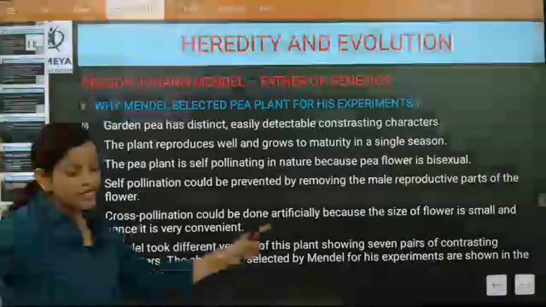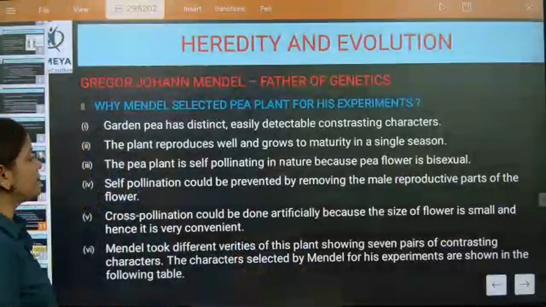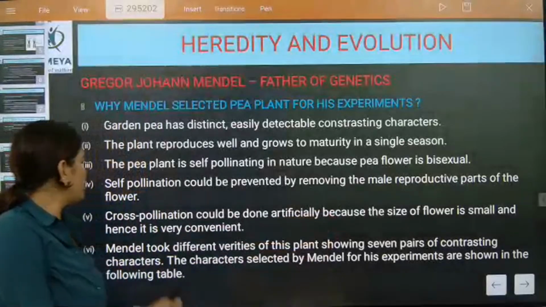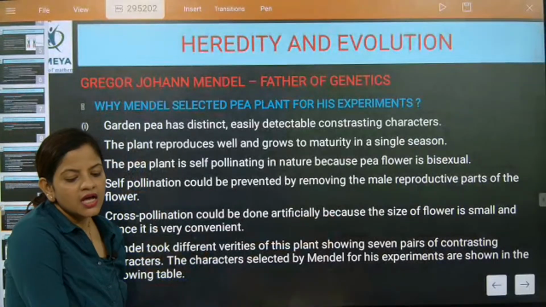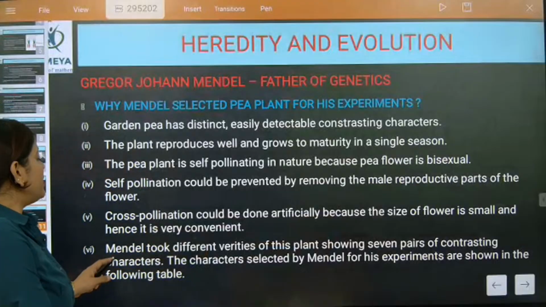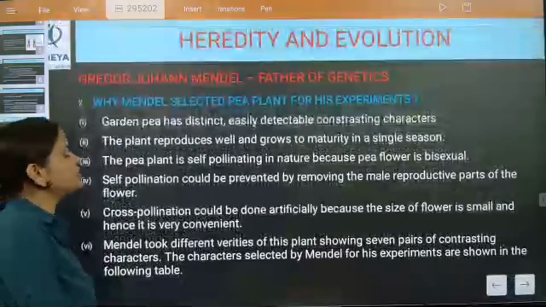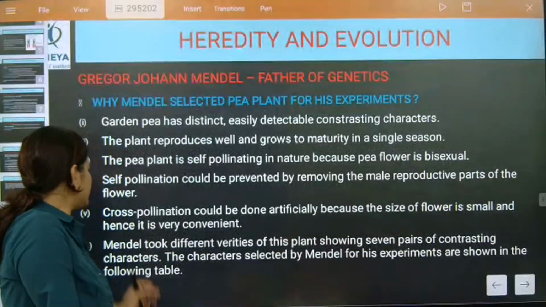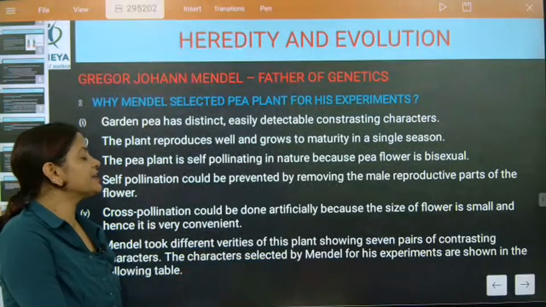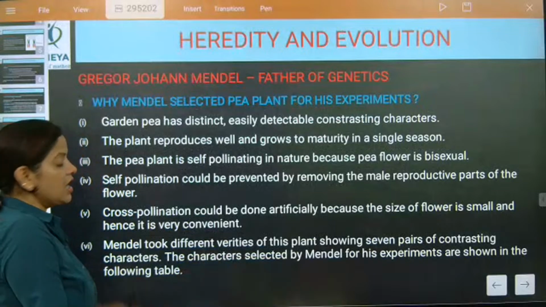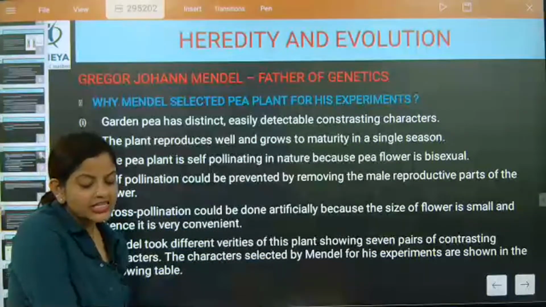So cross-pollination could be done artificially because the size of the flower is small and hence it is very convenient. Next, Mendel took different varieties of this plant showing 7 pairs of contrasting characters. The characters selected by Mendel for his experiment are in the following table. So now we will see the characters.